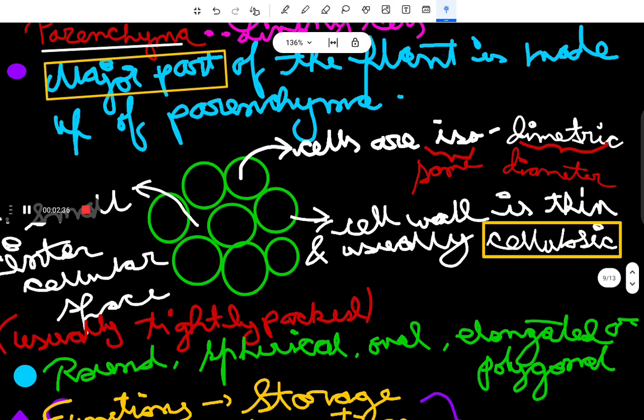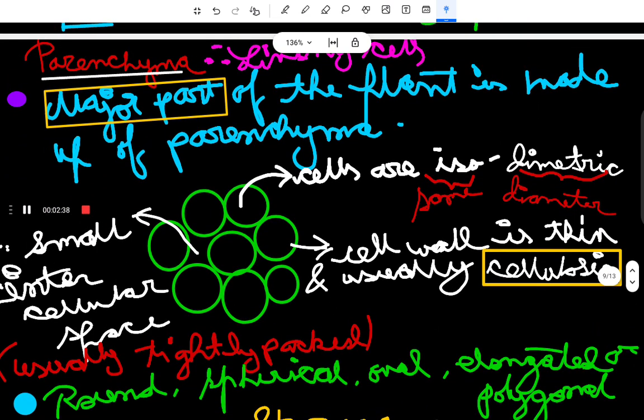Now, parenchyma. Sorry. The parenchyma are living cells. You need to know this. They are living cells. And the major part of the plant is made up of parenchymatous cells.